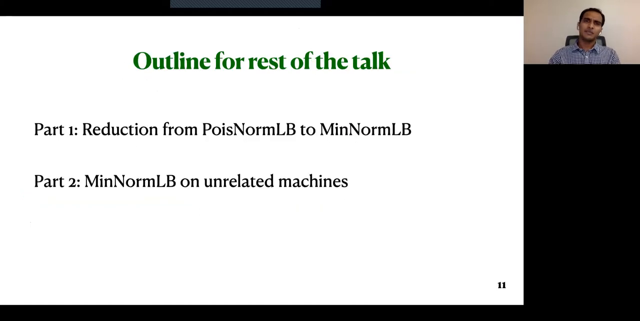In the remaining time, I'll give a high-level overview of two results. First, I'll talk about the reduction from Poisson min-norm load balancing to deterministic min-norm load balancing. Then I'll talk about our 2 plus epsilon approximation for min-norm load balancing. Due to time constraints, I won't cover our result on identical machines.